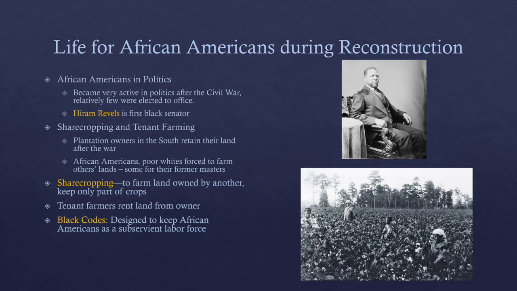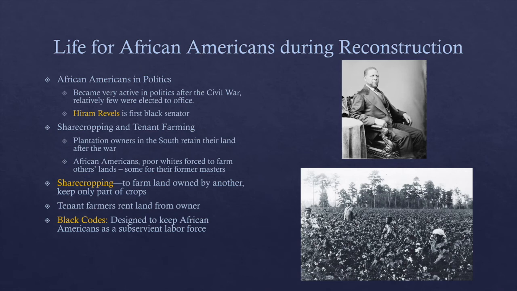For those not involved in politics, agriculture is where they're primarily going to be working, just like they were before the war. The difference, of course, is they're not working as slaves, they're working as free people. But that doesn't mean that they're completely able to move up the political and social and economic ladder. Many find themselves as sharecroppers. A sharecropper is someone who works the land for a landlord, and as payment, they have to turn over a share of everything they produce, their crop.